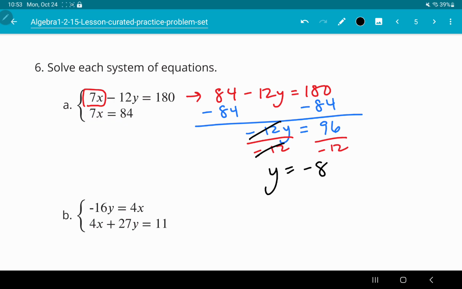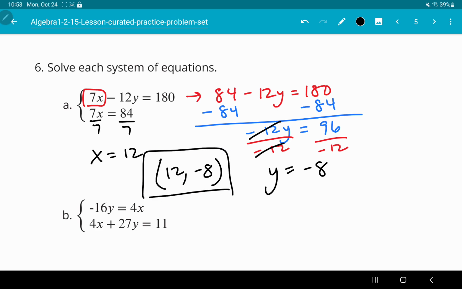And then I can actually solve this second equation for the x value. I'll just divide by 7 here. And I should get x equals whatever 84 divided by 7 is, which looks like it's going to be 12. 12 looks good. So our solution should be 12, negative 8.